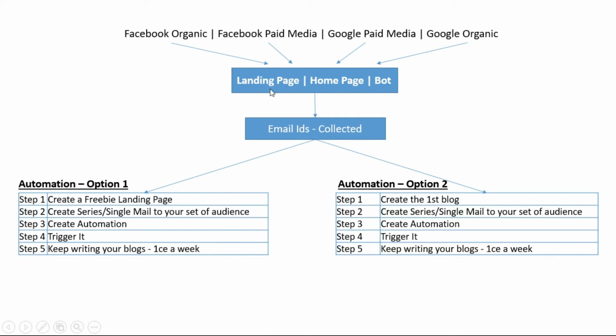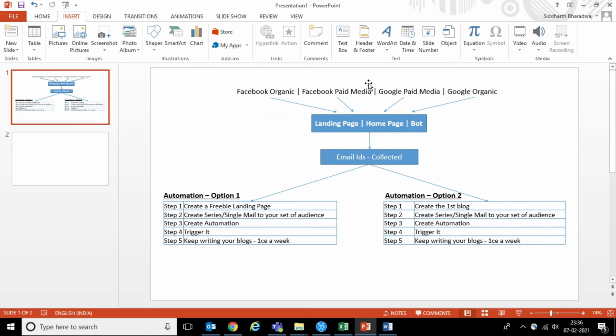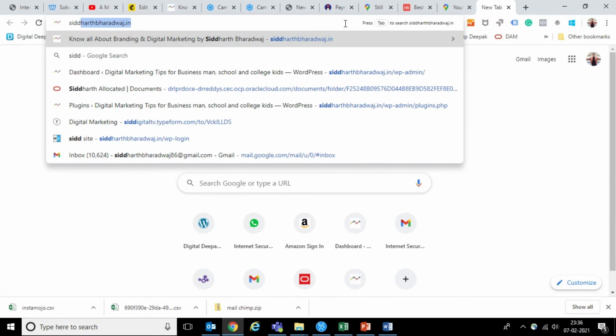Wherever it lands, in case the user wants to know more about my blogs, he can share his email ID from the contact us page, or with the landing page that I have created, or with the home page or the bot. I'll show you quickly where this is coming from. I'll directly jump into my website.